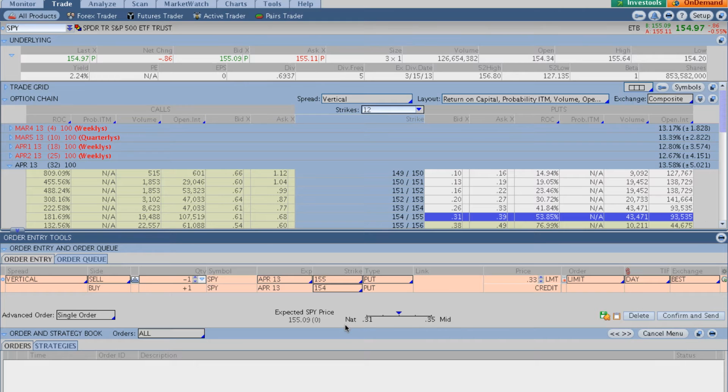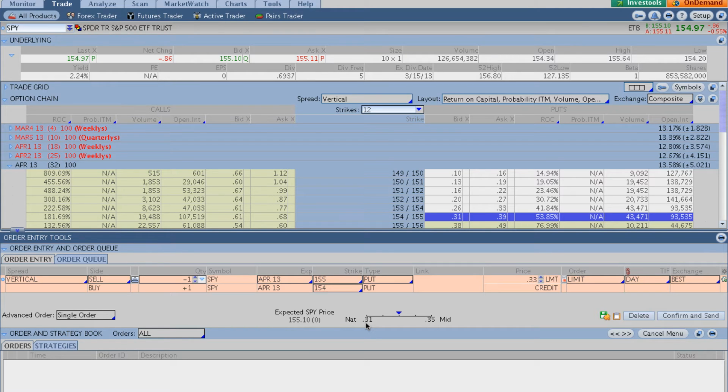So, when you enter spreads, you have to decide whether you want to enter the order at the mid, or go between the mid and the nat. Never go at the nat, unless it's a ridiculously illiquid option, which is going to only fill at that nat price, which I would never personally do, because I only use very liquid options.